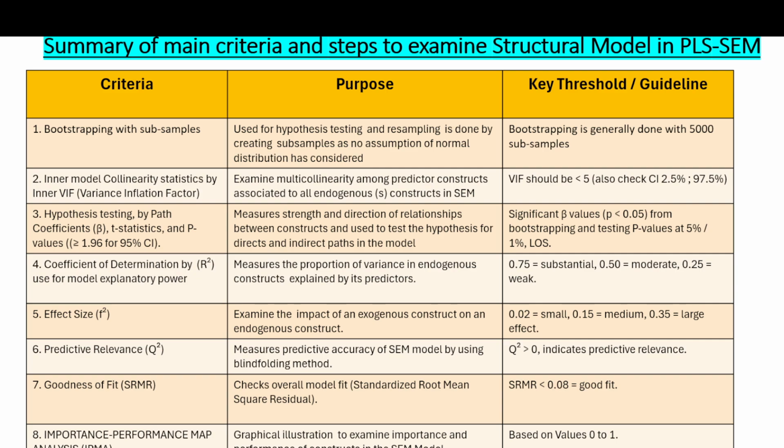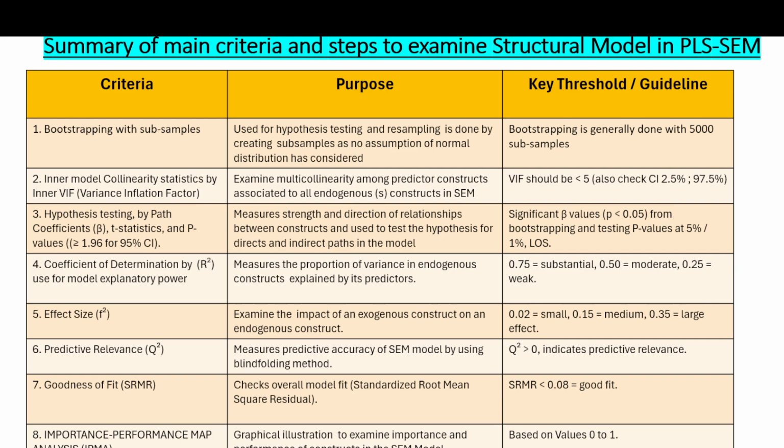Now the third criteria is hypothesis testing by considering path coefficient beta, t statistics and p values at 95% confidence interval. Its purpose is to measure the strength and direction of relationship between the constructs, and it is used to test the hypotheses for direct and indirect paths in the model. Now we'll consider the significant p-values from bootstrapping and test p-values at 5% or 1% level of significance.